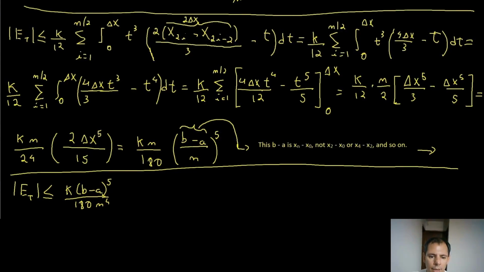But what is delta x to the 5th? Delta x is b minus a. Now, here we go. Yeah, delta x to the 5th. Well, yeah, you can say b minus a. Okay. This b minus a is going to be x. Well, you see, this b minus a here is a little bit different.